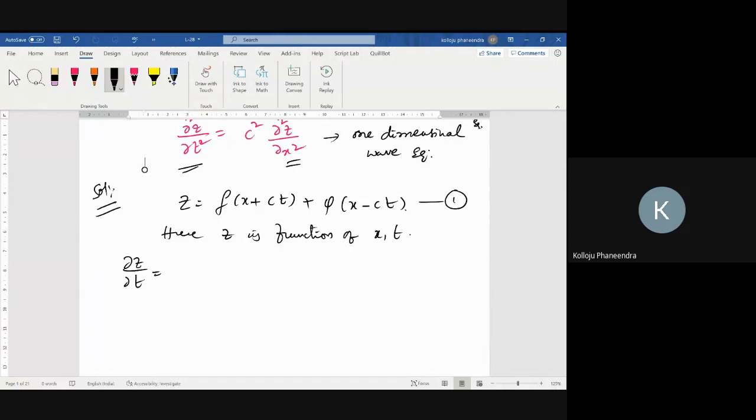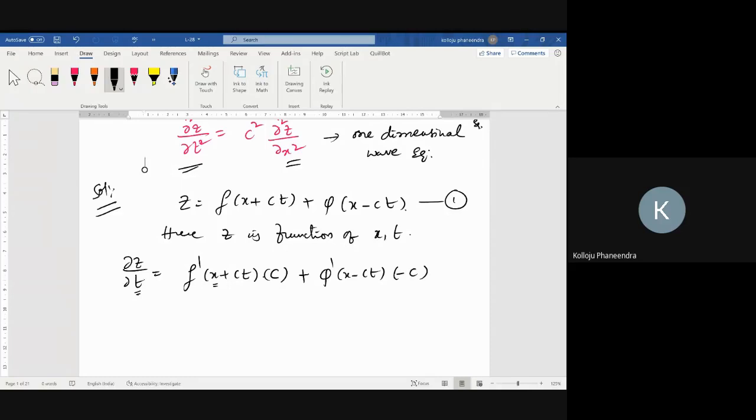So first function derivative f dash x plus ct, and this x plus ct derivative with respect to t, that is c. See, remember in partial differentiation, if I take differentiation with respect to t means take x as the constant. Okay, same logic. Phi function derivative phi dash of x minus ct, and x minus ct derivative with respect to t, that is minus c.